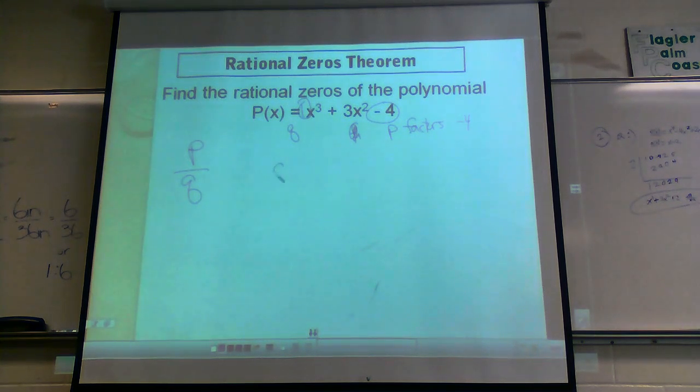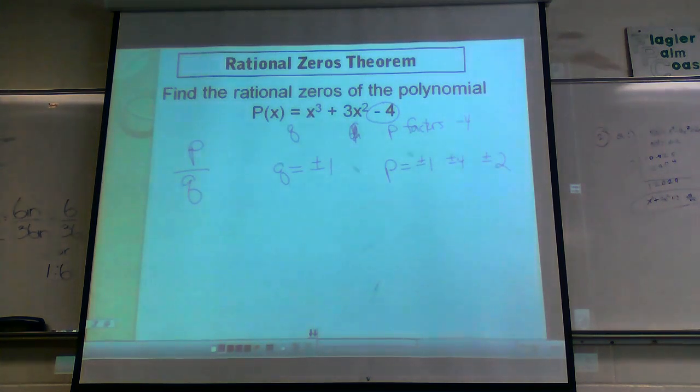First thing I'm going to do is list out what P and Q are. If the leading coefficient is 1, all my factors of 1 are plus or minus 1, like I already said. For P, factors of -4. What are your factors of -4? 1, minus 1, minus 4, plus or minus 2. If you take into account that you're doing plus or minus, you've got 8 numbers up there.